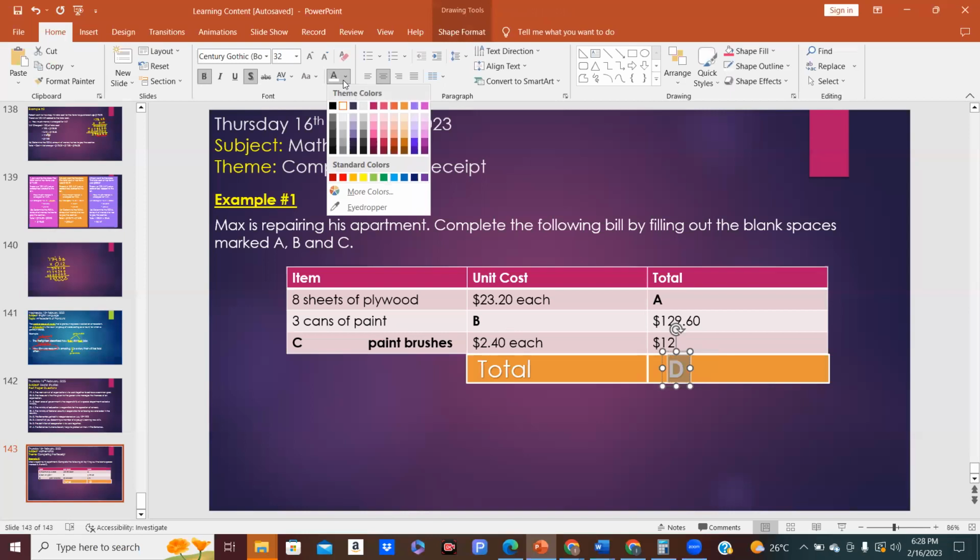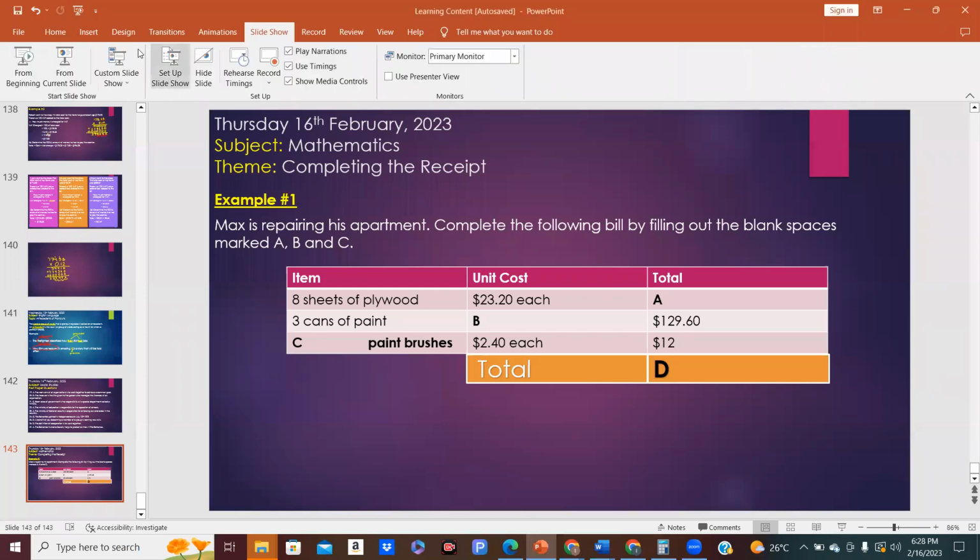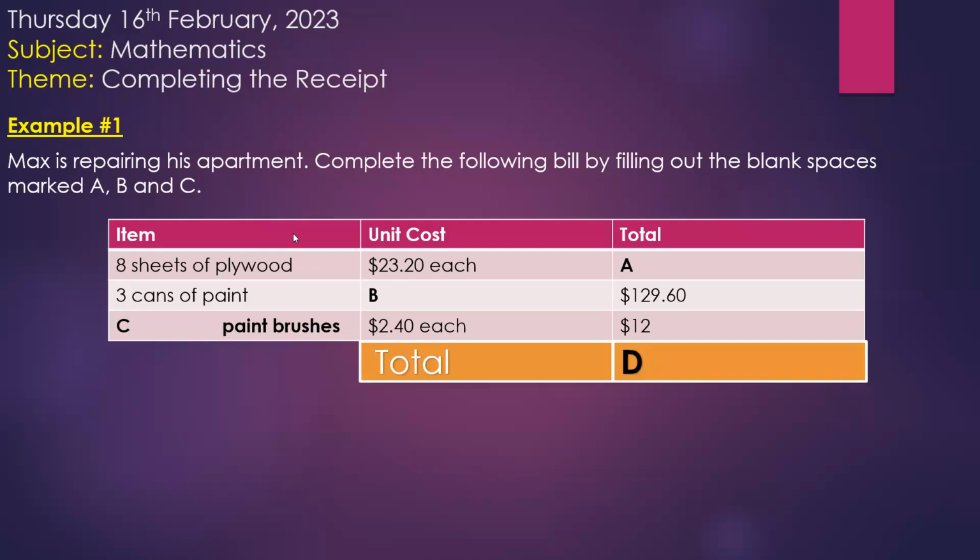So, can someone volunteer to do A? Anyone have any idea of how we're going to get A? Multiply $23.20 by 8. Say it again. Multiply $23.20 by 8. Very good. That's a very good answer. So the way we're going to get A is we're going to multiply $23.20 by 8, because he got 8 sheets of plywood, right?